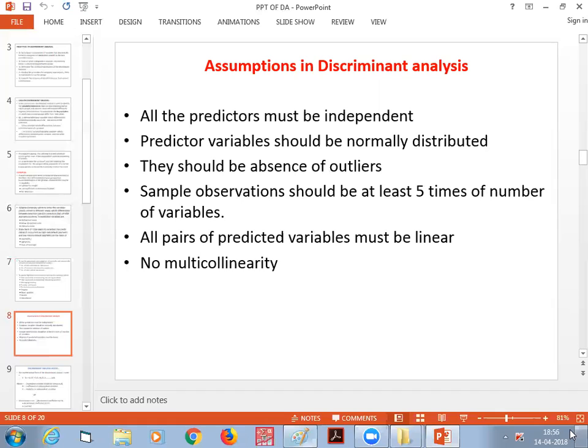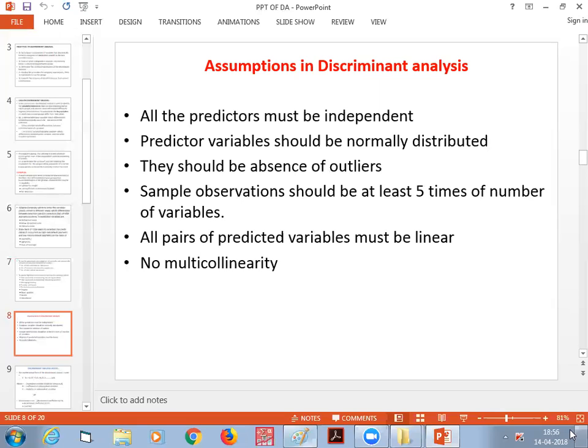So what we expect is that all our defined independent variables must be independent. That means the predictors, the independent variables, must be independent. There should be no multicollinearity. Second assumption, predictor variables should be normally distributed, similar to multiple regression. So it is an extension of that one. The predictor variables must be normally distributed. It is a normality assumption.